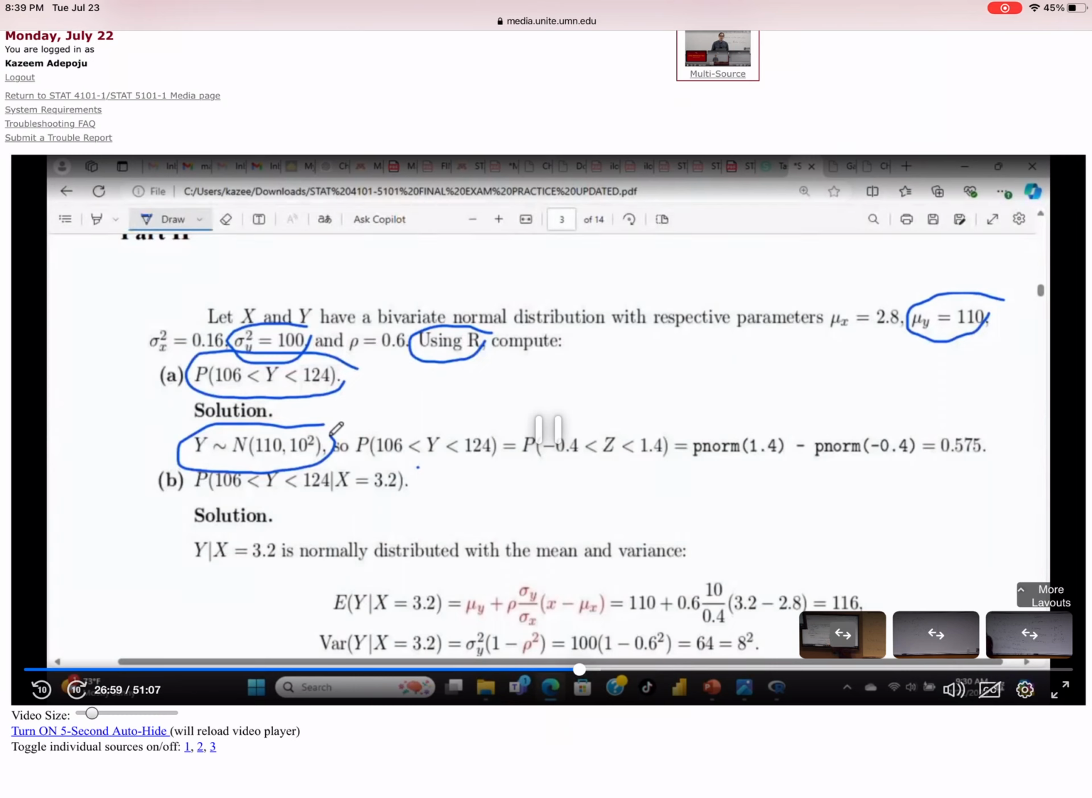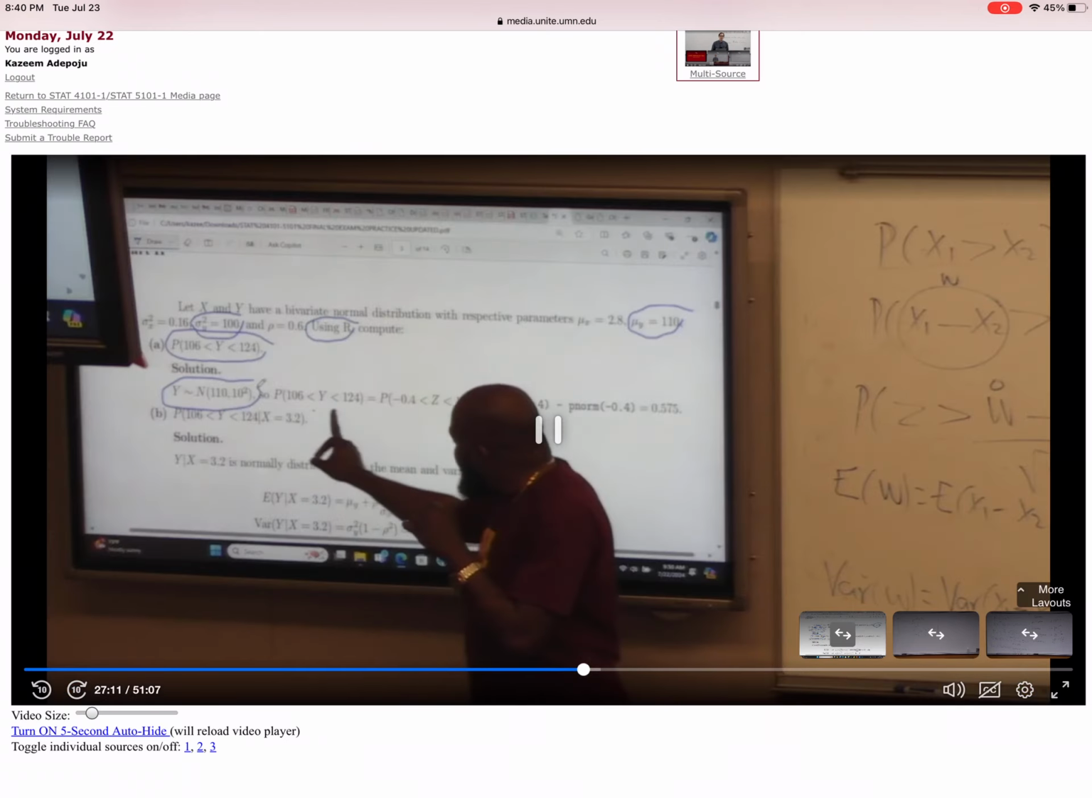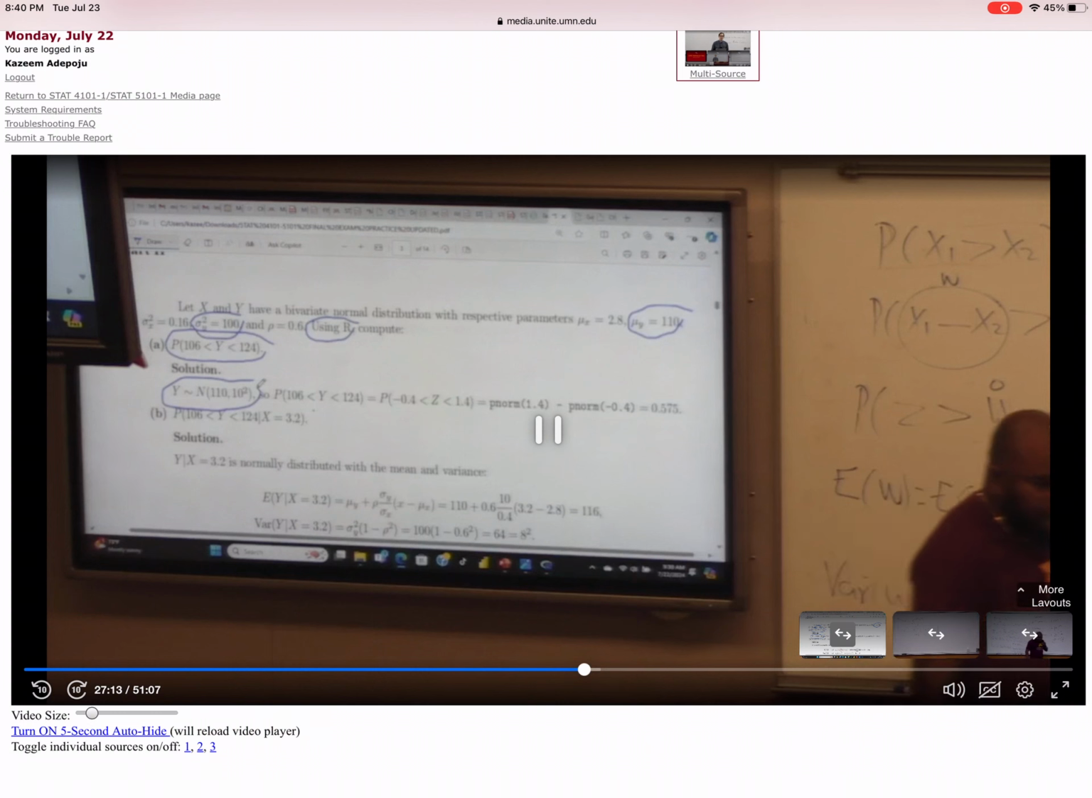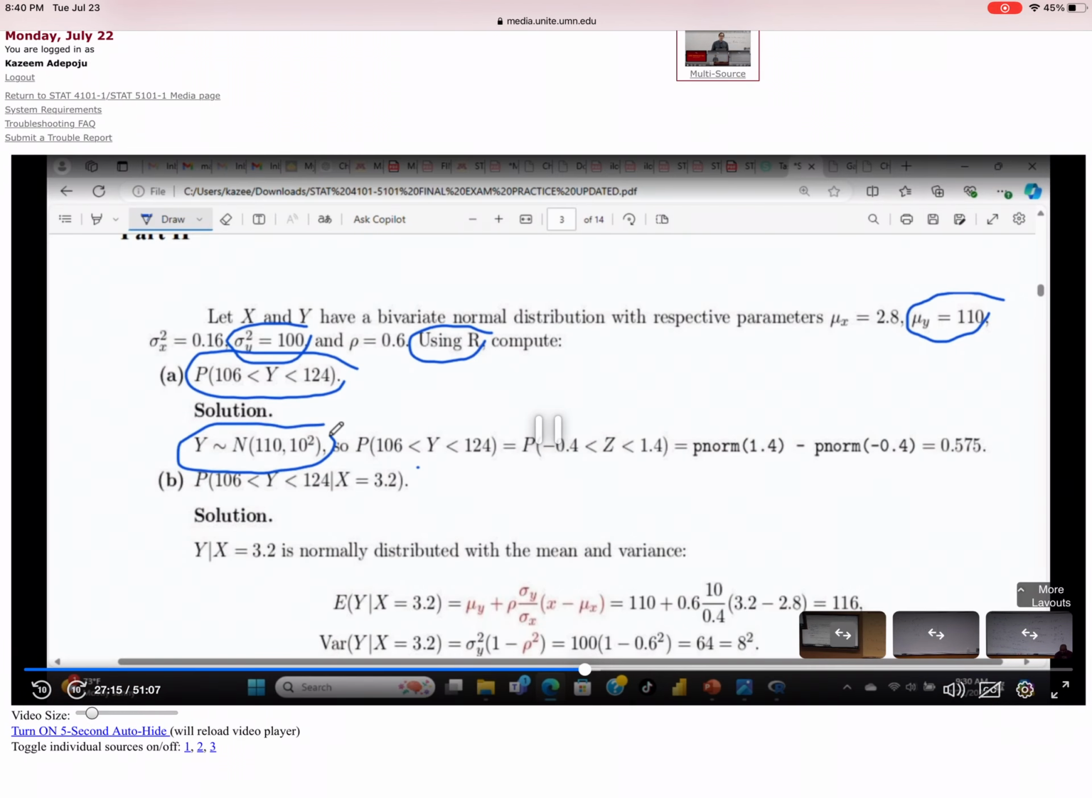Where do I get the mean? It is here, 110. The variance is 100. Take a look at that. One other way to write 100 is 10 squared. It doesn't matter. If I have this now, and I want to find this, then I need to standardize.